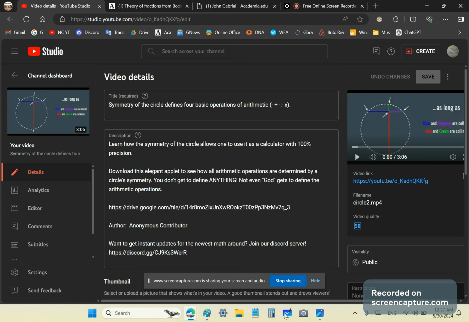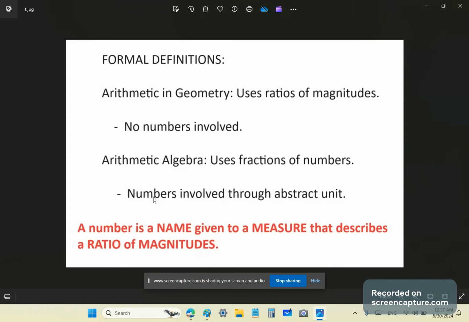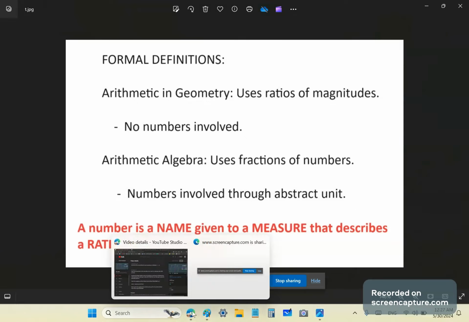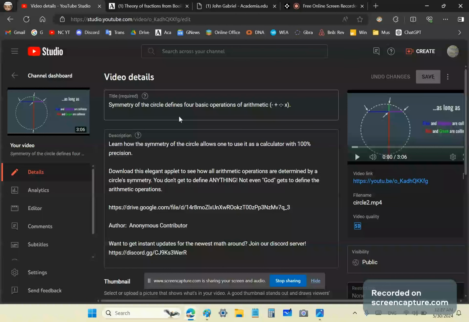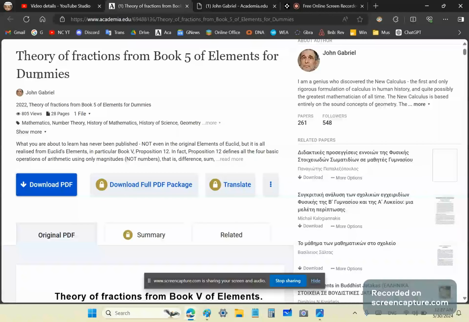All right. Then, what about arithmetic with algebra? Well, it uses fractions of numbers, in other words, numbers involved through an abstract unit. And for that, if you really want to understand that, you can go here and read my free article.